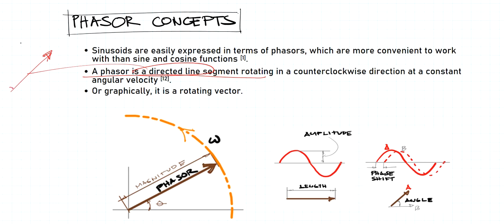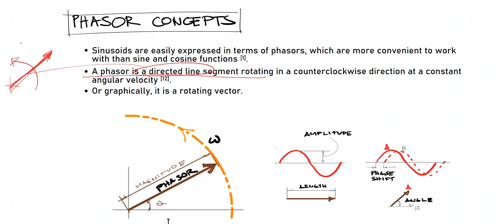It's actually a vector. So recall in your subjects in statics that a vector is a directed straight line whose length, if we're talking about quantifying the length, refers to the magnitude of that vector. And it says here it is a rotating vector, rotating in a counterclockwise direction. So it rotates counterclockwise, and the rotational speed, or the angular velocity, is constant.